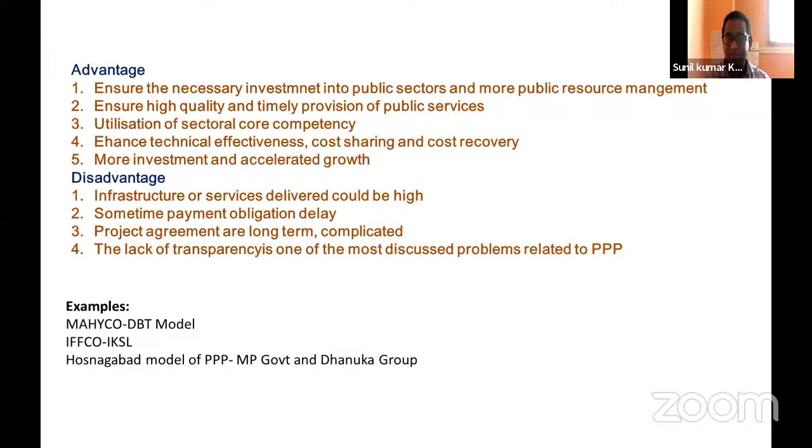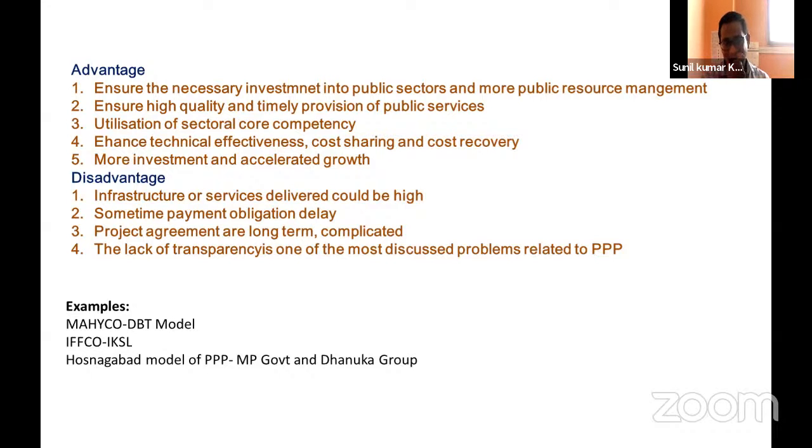Sometimes the payment obligation may be delayed. Who is paying, and what are they doing? If they are not paying on time, the government can be hampered. Some project agreements can be long term and complicated also. And the lack of transparency is one of the most discussed problems related to the PPP model.